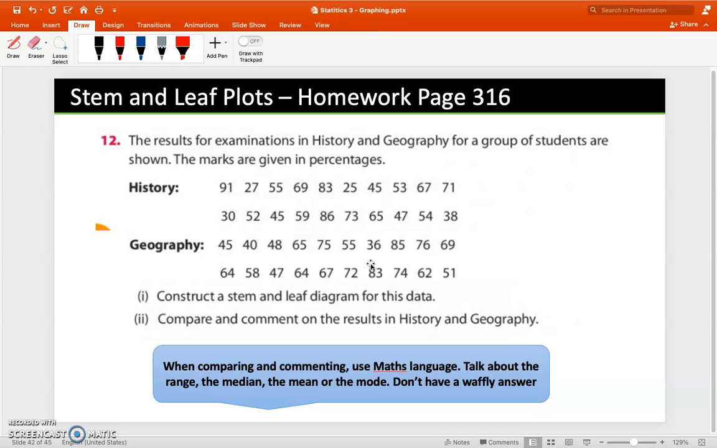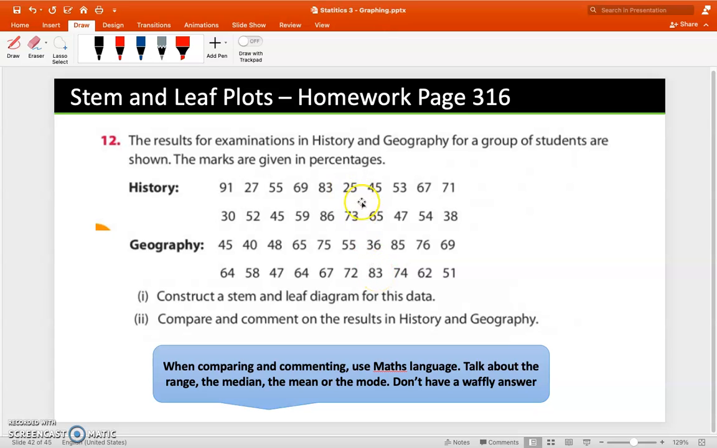That doesn't mean anything, because if you actually look at the range as well, that's going to tell you a huge amount, because you've got 91 here and your smallest number is 25. That's a huge range. That's 76. No, 66. Whereas in geography, the highest was 85 and the lowest it looks like was 36, which is 49. So although there's a student that's doing really well in history, there's a lot of students that aren't doing so well. Whereas geography is more consistent.